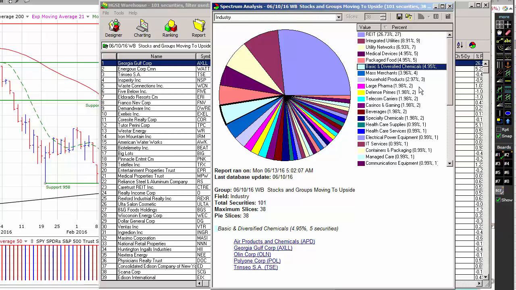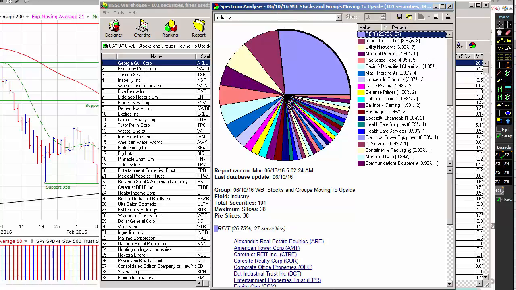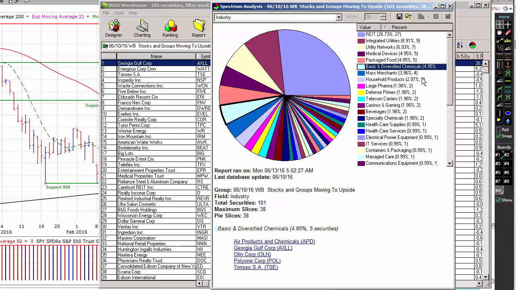We've been seeing quite a bit of packaged foods recently. We've been seeing medical devices for months. We've been seeing a lot of real estate investment trust. And I really like basic and diversified chemicals here. These may be good places to look for leadership in this market going forward.